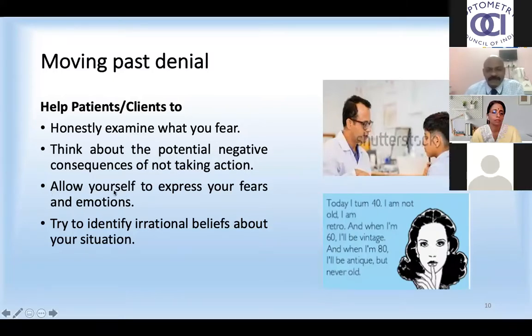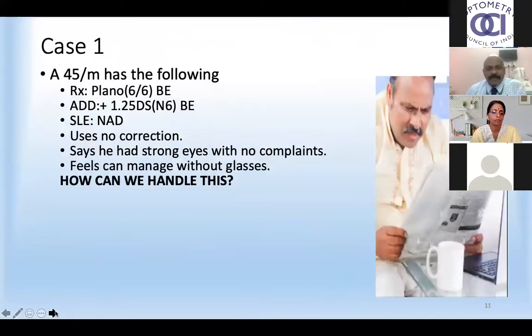Allow them to express their fears and emotions, and try to identify irrational beliefs about their situation. So tell them that there is nothing wrong with it. It is natural, and this is a part of a phase which will go away, right? So we will take a few cases to understand this.